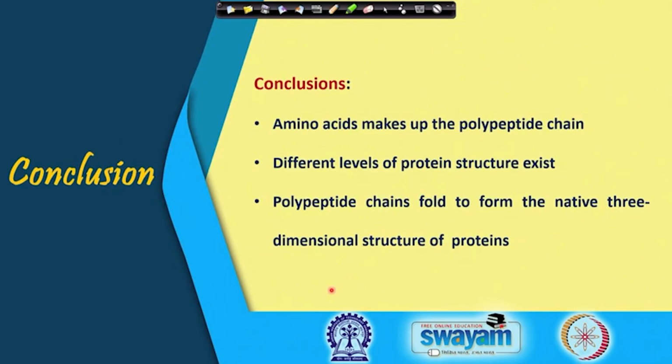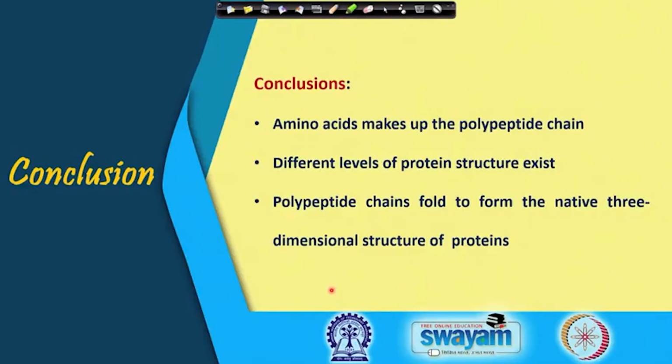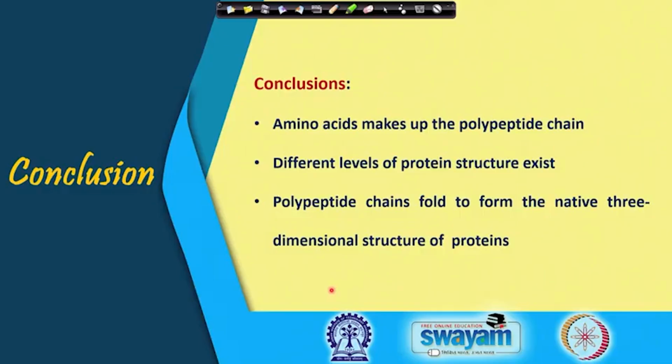So, what we do understand is that amino acids make up the polypeptide chain, the building blocks of proteins. There are different levels of protein structure that exist. We will be looking at the tertiary structure and the specific folding characteristics and the forces that actually hold the protein together in our next lecture, and the native form that folds to form the three-dimensional structure that is functional in nature.